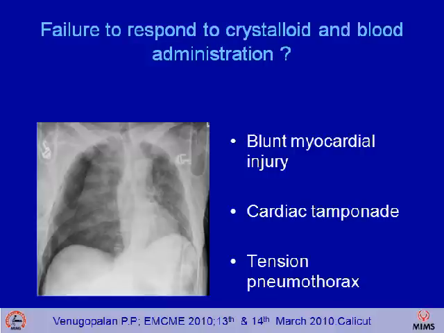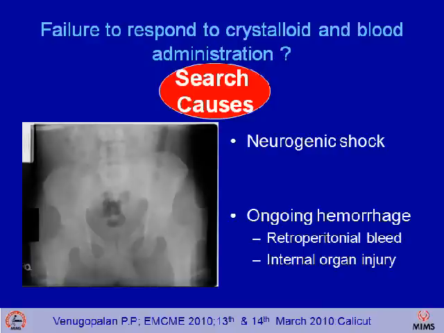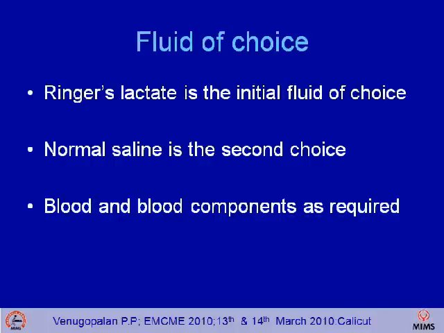If somebody is not responding to your early crystalloid and blood administration therapy, always think about myocardial injury, cardiac tamponade, tension pneumothorax, neurogenic shock, and ongoing hemorrhage in the peritoneal or retroperitoneal area, or an internal organ injury. What fluid do you want to use? Your fluid of choice is always Ringer's lactate in the initial fluid therapy, and normal saline comes as a second choice. Blood and blood components should be used as required.